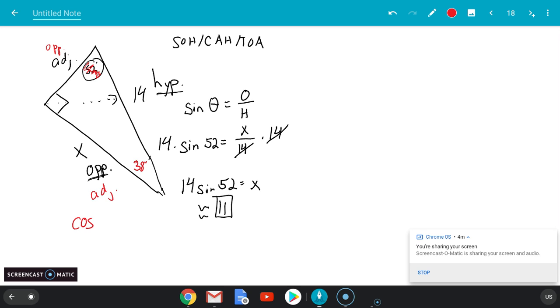So cosine theta equals adjacent over hypotenuse. Fill in the blank. Cosine of 38 equals adjacent over hypotenuse. And then you would go about solving for x. Now, hopefully from the last video, you saw there was some sort of pattern going on here. So if I did that in a calculator and solved for it, I should get the same thing as I got before.